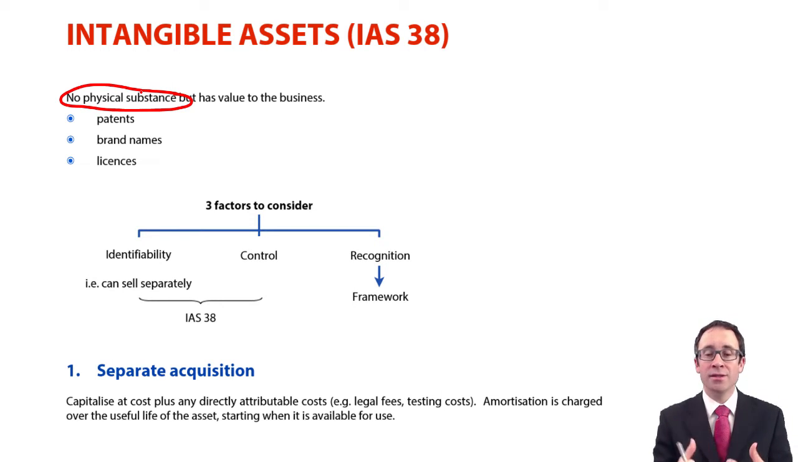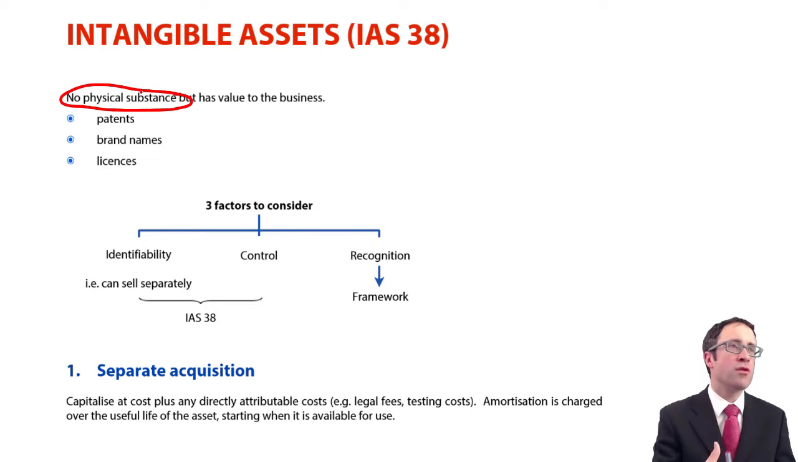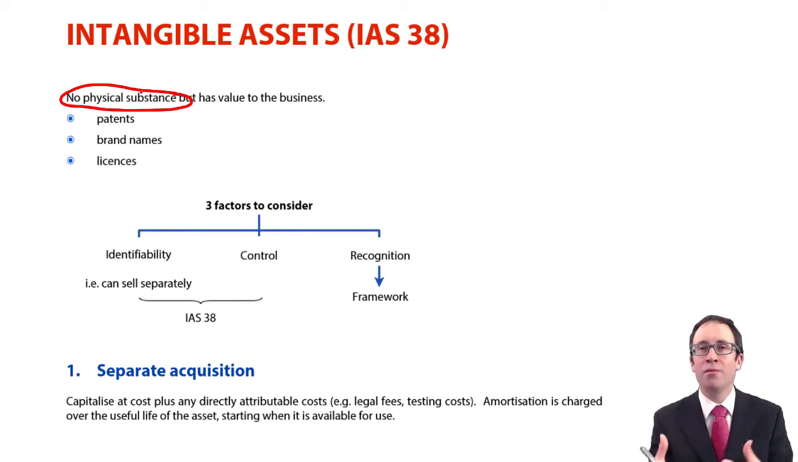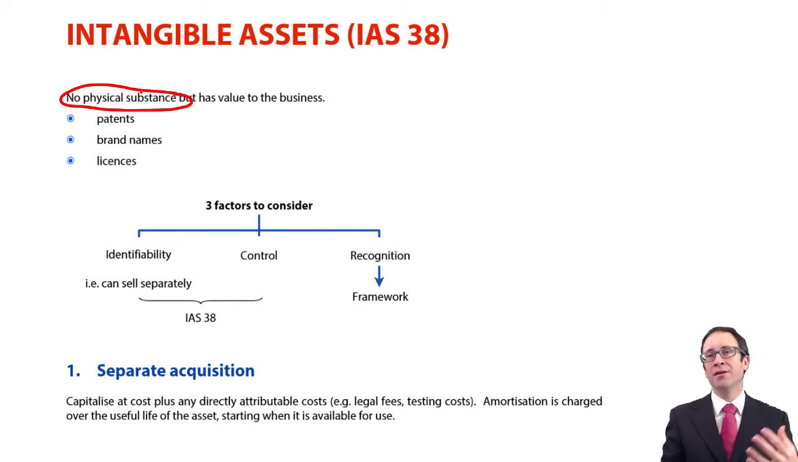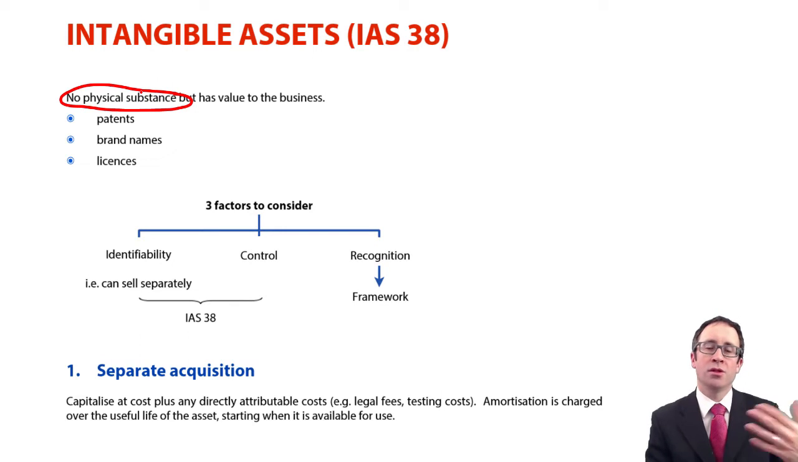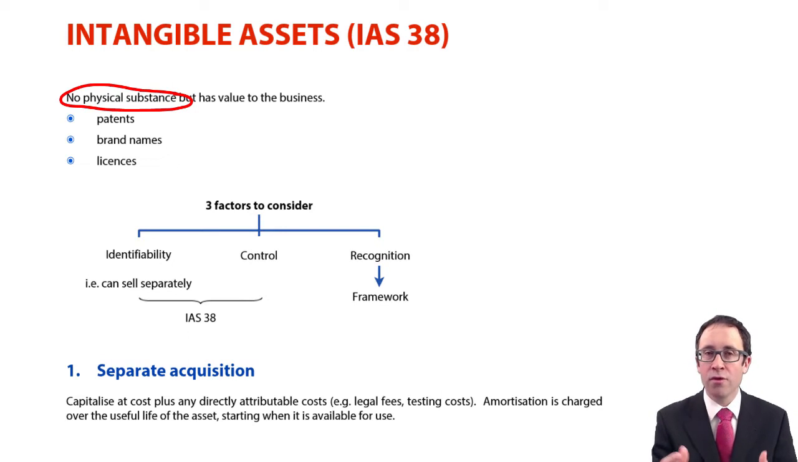Okay, so a patent is identifiable. Likewise, a license, you could sell that license separately and continue on with the rest of your business. Okay, similarly, a brand name would be identifiable. You could sell that brand name separately to somebody else and then continue to work the business on a day-to-day basis.